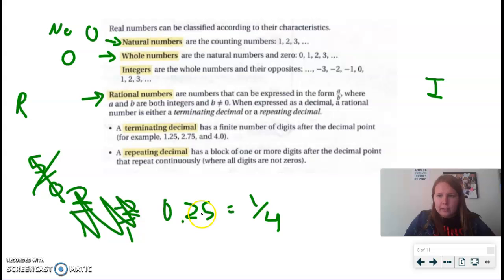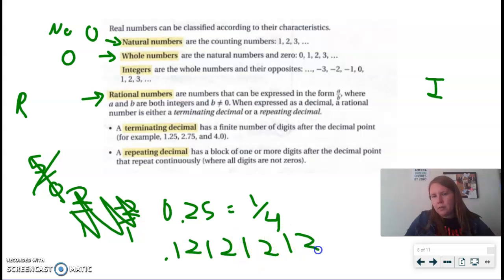It's not going to continue on. It's just 0.25. That's all it is. A repeating decimal then obviously repeats, has a block of 1 or 2 digits after the decimal and repeats. So it might be something like this, 1, 2, 1, 2, 1, 2, 1, 2. Or the most common one is if you had 1/3 and you make it a decimal.